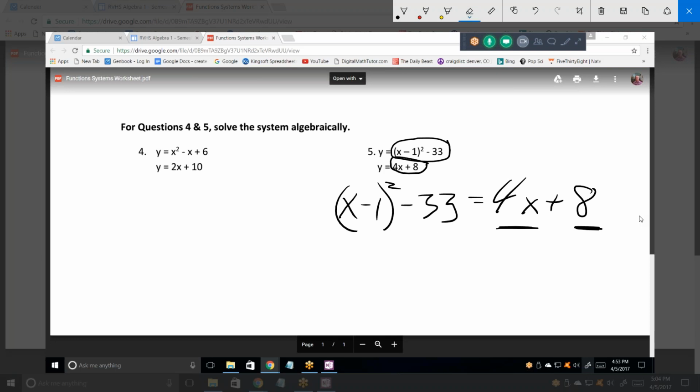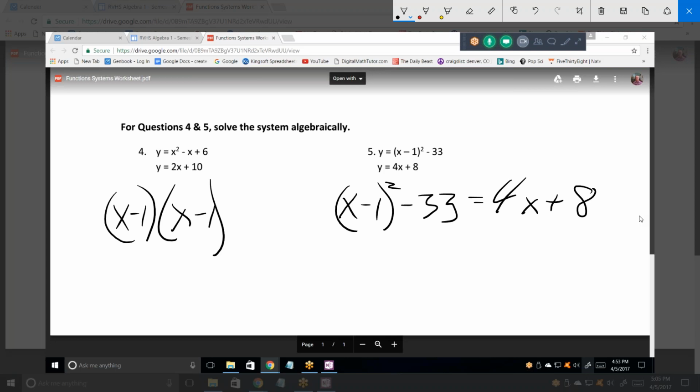So first of all, we got to expand it. By expanding it, I mean let's get rid of that exponent. So what's x minus 1 squared? X minus, and we're just squaring both x minus 1. What does this mean, x minus 1 squared? It means x minus 1 times x minus 1. That's what it means. So that's what you have to do. What do you get when you do that? X minus 1 times x minus 1.